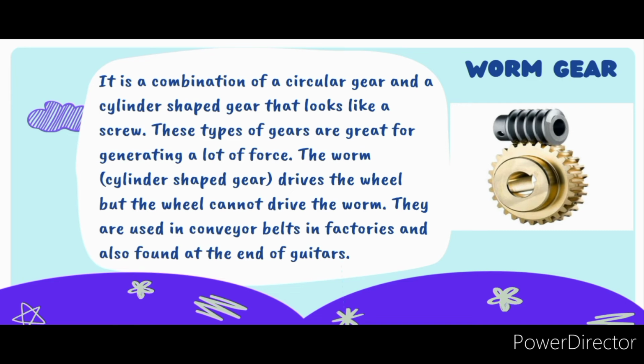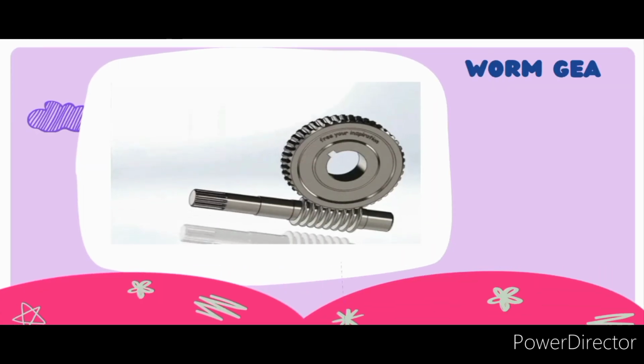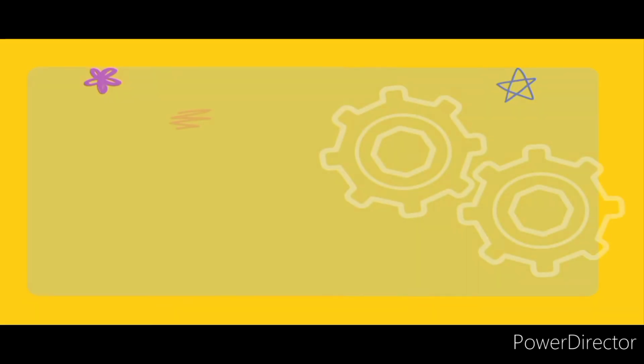Okay, they can also be found at the end of guitars to tighten strings and keep them from slipping out of tune. So it is a worm gear that is found in guitars, and it is also a worm gear that is found in conveyor belts. Remember, the worm drives the wheel, but the wheel cannot drive the worm.